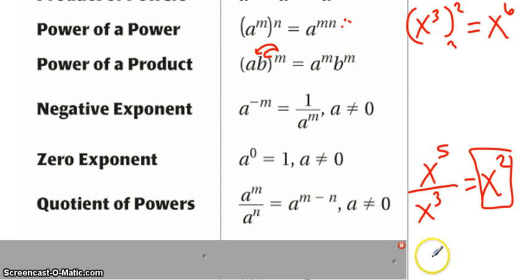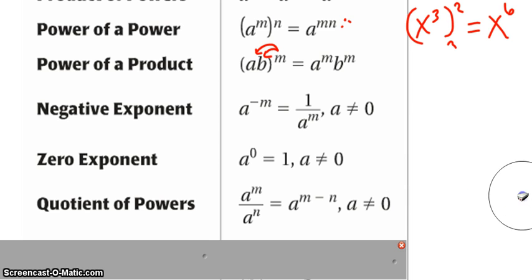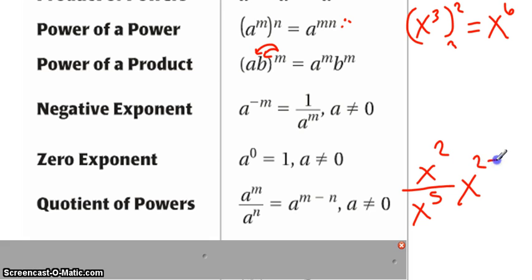Because if you had it the other way around, let me give you another example. Let's say you have x squared divided by x to the 5th. You would have 2 minus 5, which would be x to the negative 3rd. And then you would use the property of negative exponents, and you would have to flip that. Okay, so make sure you got that.